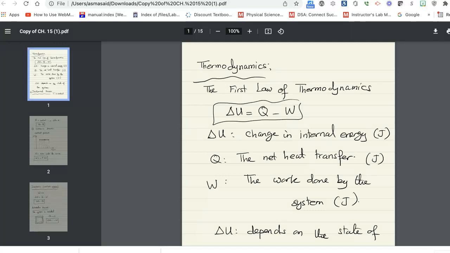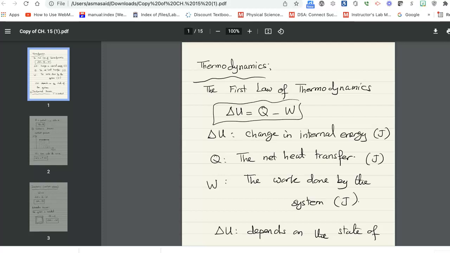Okay, good afternoon, and now I will introduce chapter 15. We don't have too much material in chapter 15. We are mainly going to talk about the thermodynamic laws: the zeroth law, the first law, the second law, and my focus is going to be on the first law of thermodynamics. Now, the zeroth law, we don't actually have to worry about.